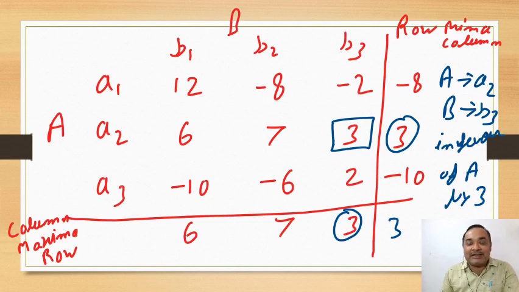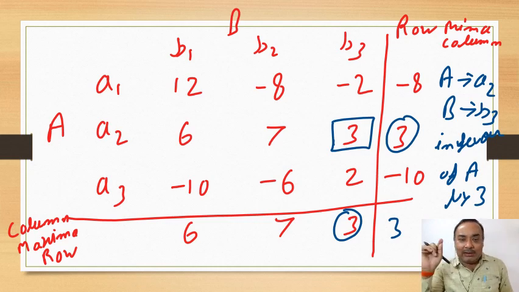Minus indicates that it is the gain of B. Similarly, minus 6 denotes that when A goes for A3 and B goes for B2, the gain will be in favor of B by 6. Now, if I am going to check the saddle point, what are the steps? Step 1 is quite clear. First of all, go for the minimum of each row.